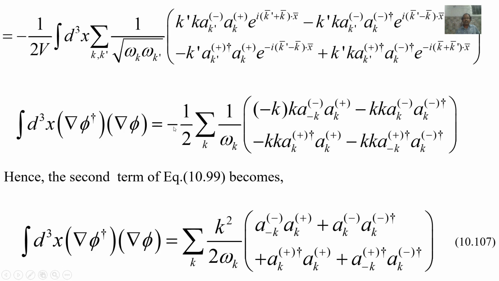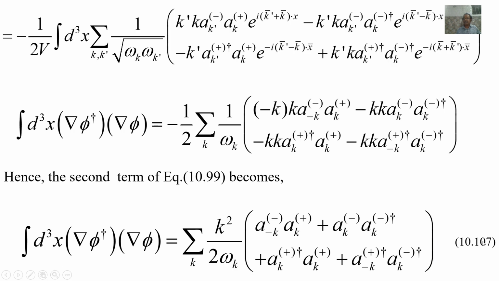So equation 10.107. See here. So you will get, you pull k out. So that will give you k squared divided by 2 omega k. I have multiplied with the minus sign. So all terms will become plus. So that's the second term of equation 10.99. So this is what I gave as an assignment. So I have done it for you. So this is equation 10.107.